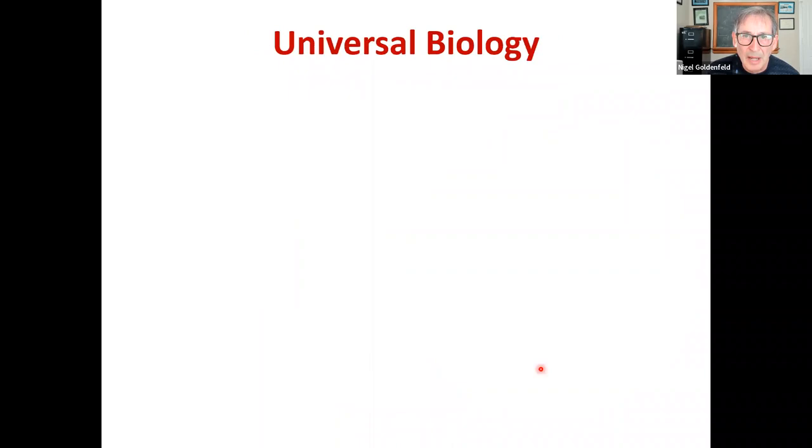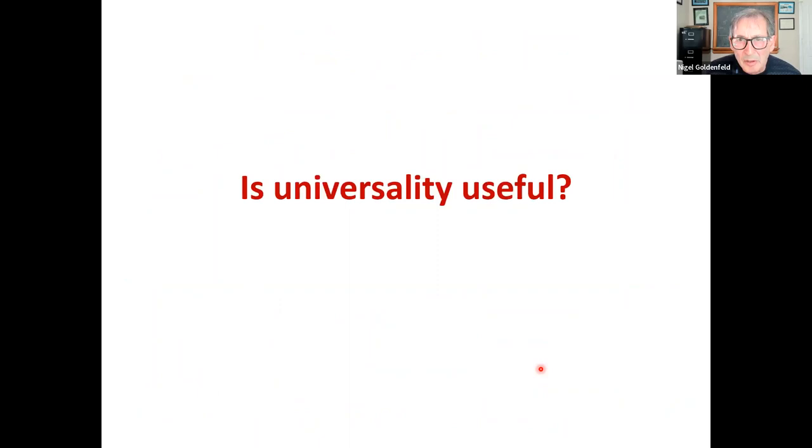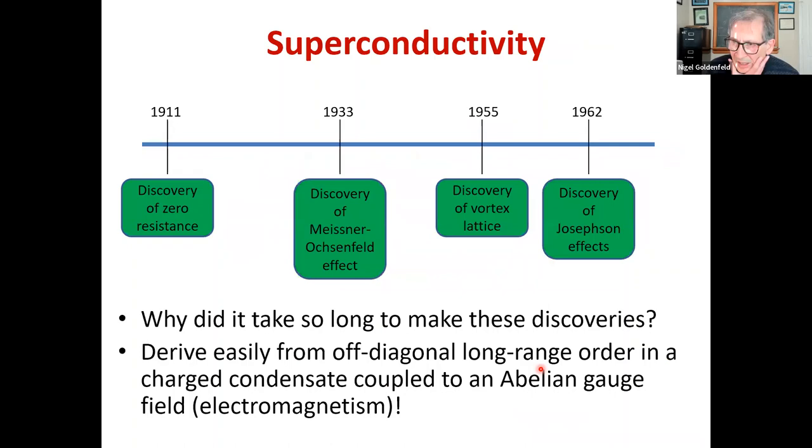In the interest of time, I'm going to skip these examples of universality in biology. I want to skip to this other topic. So I want to talk about this question of can one control evolving systems if they're able to dynamically change their phase space? So let's talk about superconductivity.